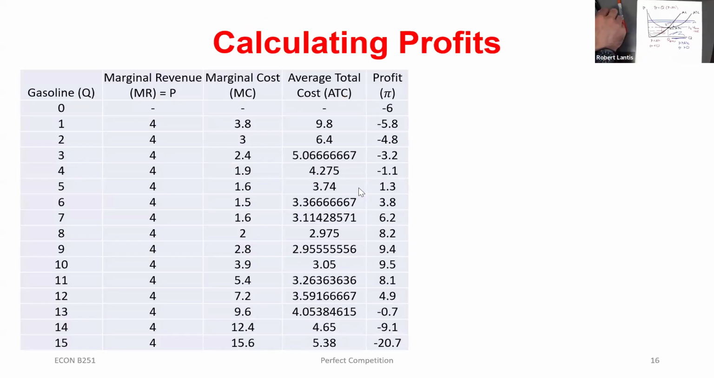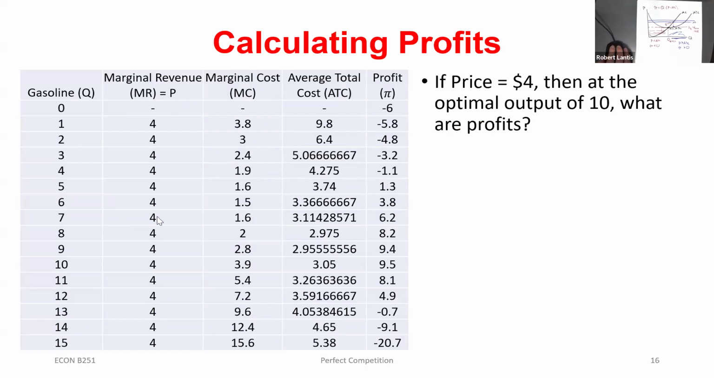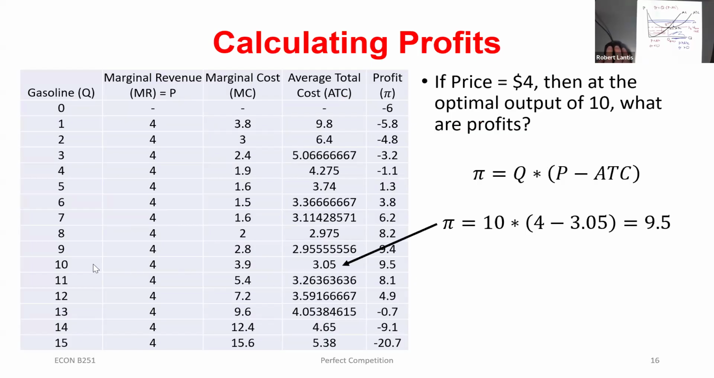Okay. Well, we can see this on a table as well, right? So here I go back to using that same table we had before. Now I left out the totals. I just did the marginal revenue and marginal cost, and I calculated the average total cost for it. So we know that the point where profits should be maximized is the last quantity where marginal revenue is greater than or equal to marginal cost, which is at a quantity of 10.